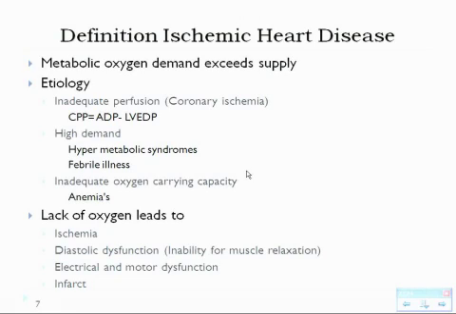Because of that, the ventricle becomes more rigid, and with that rigidity, the compliance drops down, and it takes more volume to fill that ventricle to an acceptable position to give you enough of a cardiac output.